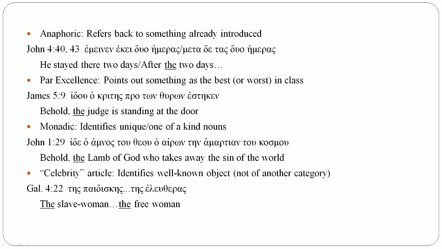The next use is called monadic, not monastic. Monadic means it's one. I think mono is from this, so mono is one or only. So the monadic article identifies something unique or one of a kind. This one is one of the most emphatic ones. When you're reading along, you can really put an emphasis into this one, because this is like saying this is the only one of its kind, and so you should pay attention.